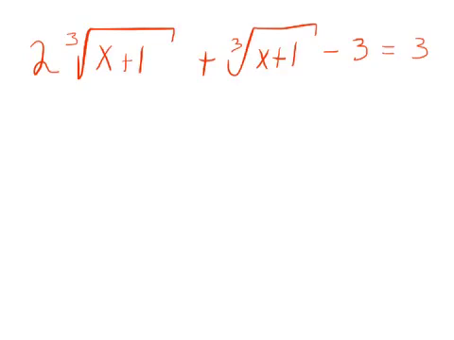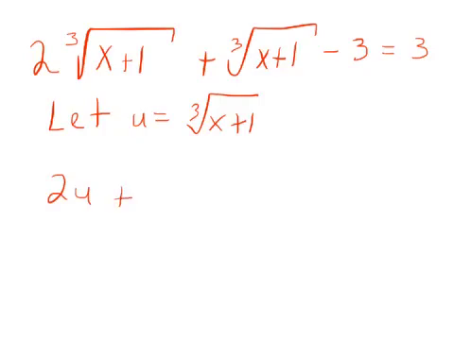Alright, so a problem like this. This is a good example of where you might want to use the u value and use substitution. So you might say, let u equal the radical. Okay, so rewrite the equation. It becomes 2u plus u minus 3 equals 3. It's a lot easier to see, isn't it? Okay, so now you have 3u here. When I move this over, that equals 6.